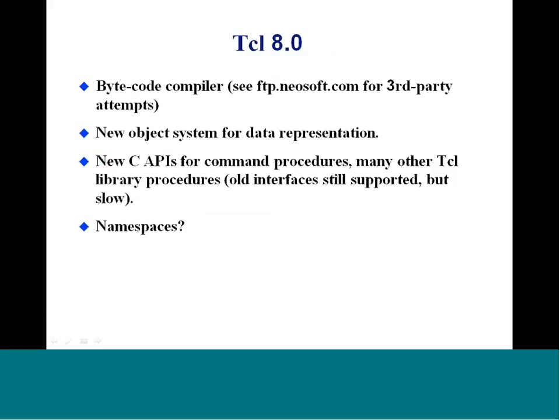So for Tcl 8.0, we have the bytecode compiler essentially, and you can go to ftp.neosoft.com for the third party items. There is a new object system for the data representation, the new C APIs for command procedures and many other library procedures. So here the old interfaces are still supported, but they are very slow.